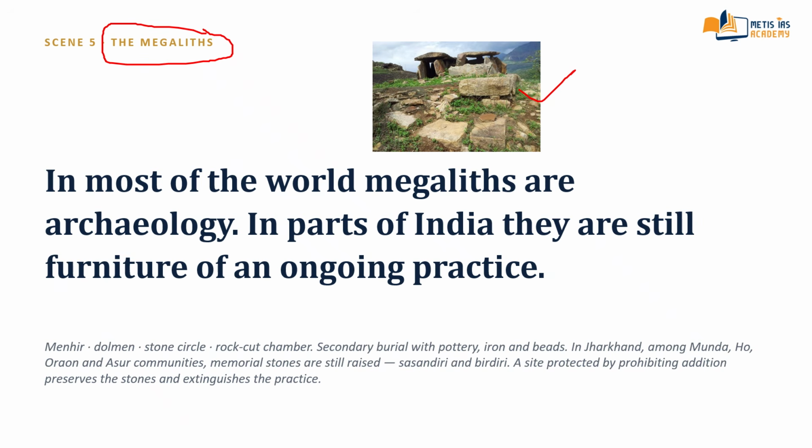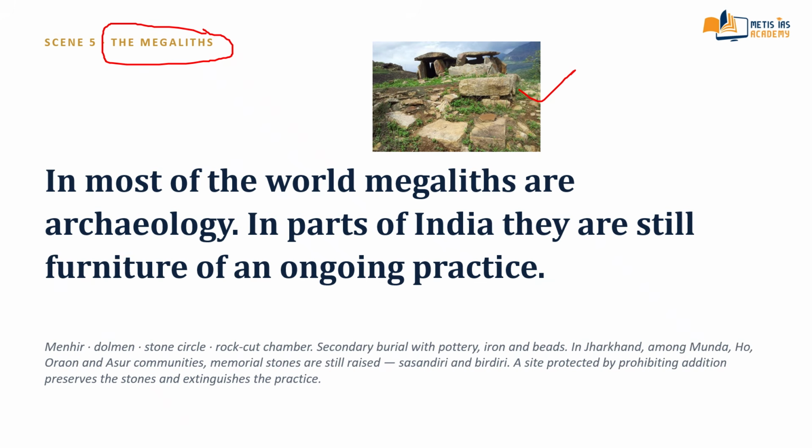The function was chiefly funerary and specifically secondary burial. The bones of the dead collected after exposure and placed in the chamber with grave goods: pottery, iron tools, beads, which tells you incidentally that iron working was established. Not all of them are tombs. Some served as commemorative markers, some as boundary stones, and some are aligned to solstice and equinox sunrise, functioning as calendars. And now the point that makes this scene worth its minutes.